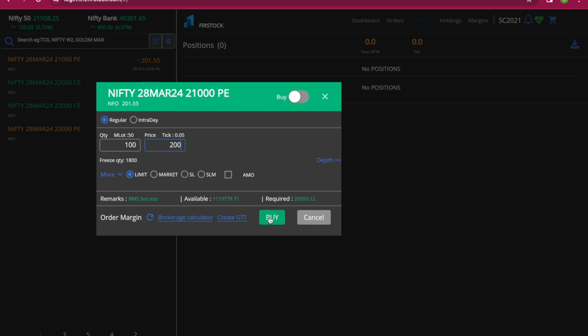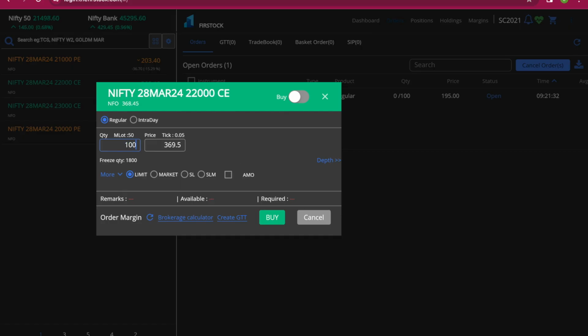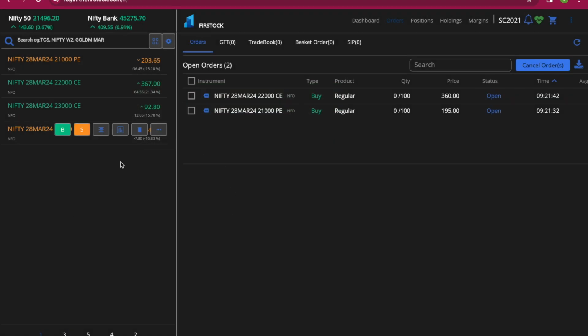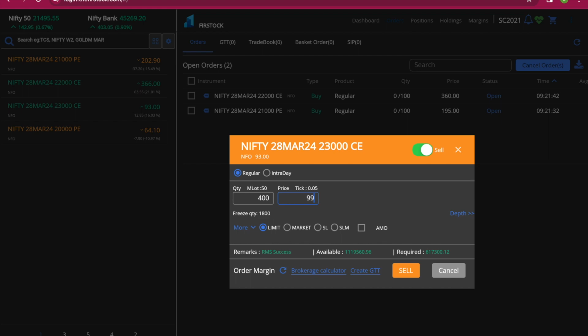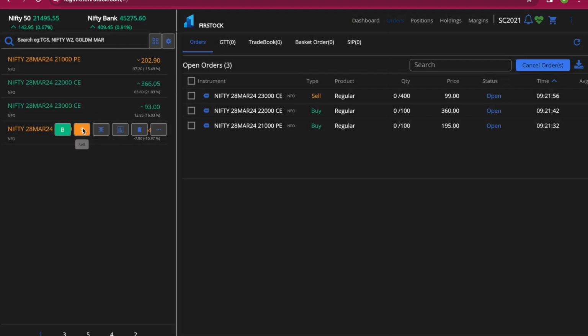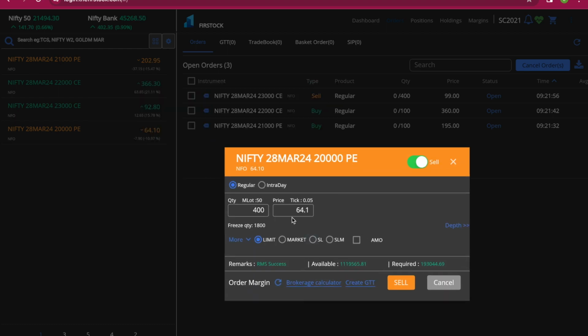We'll just put all the orders, then try to adjust it. We'll probably do 195. Okay, we'll just place all the orders and then adjust later. Here it is 369, so let's just go ahead and buy this at 360. Okay, now what we can do, we can put a sell order for these two quantities. So we can just go ahead and put a sell order 400, let's say 8 lot, and we can sell this at 99. Okay, and then we can sell this again at 400.